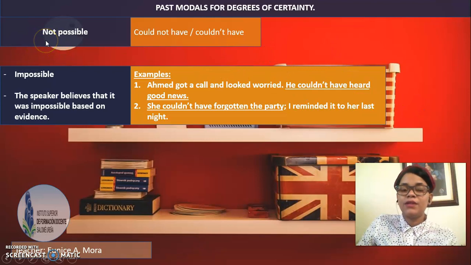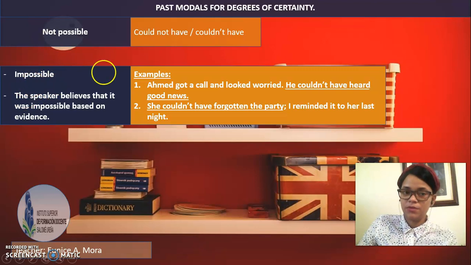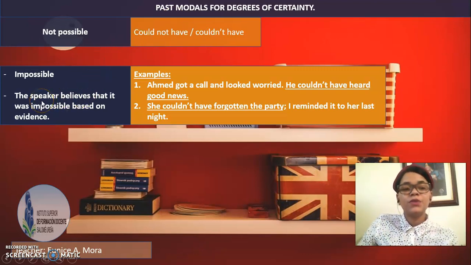Here we have the one that is used when things are not possible, which is the same as impossible. Then we have could not have or couldn't have, which is the contraction. And this one is used when the speaker believes that it was impossible that something happened based on evidence. Then let's work with the example number 2. If I say she couldn't have forgotten the party, I reminded her last night, I am saying that it is impossible that she has forgotten the party because I reminded her.